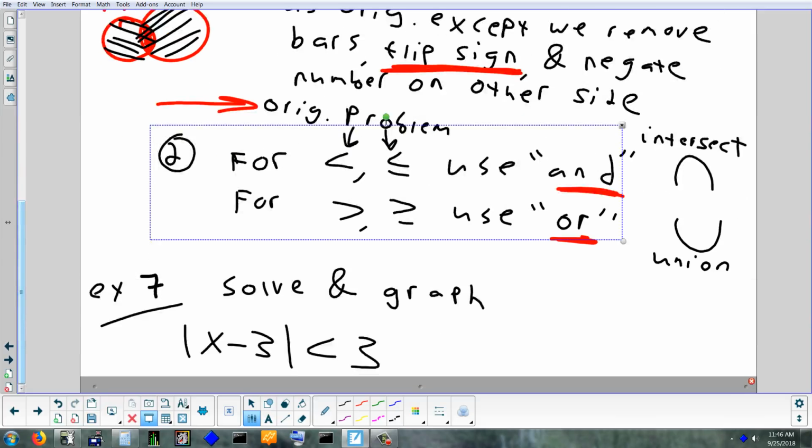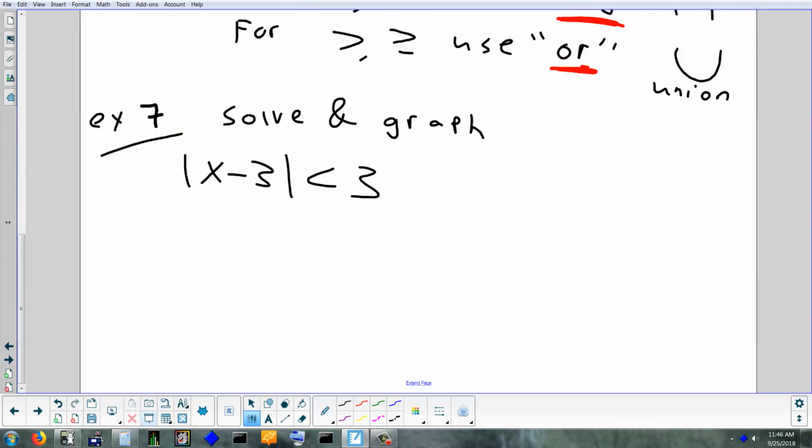Okay, so let's try this one. Absolute value of x minus 3 is less than 3. Blake? Is the absolute value already by itself, though? Yeah, it already is. There are no other numbers on the outside of the bars, so we're ready to split it. Can you tell me the other one too, Blake? X minus 3 is greater than negative 3. Perfect. The only thing I need now is to put the word, and I usually write it right now so I don't forget. Am I going to put the word and or the word or?